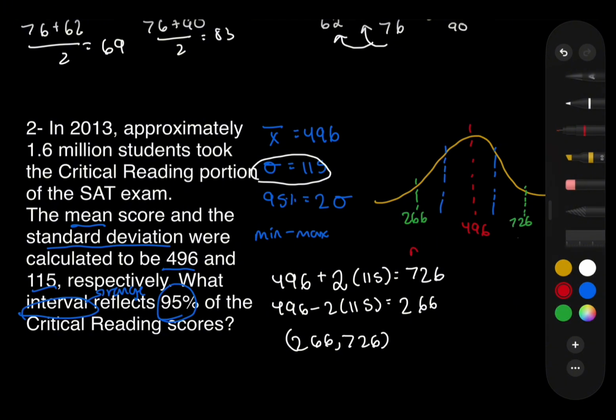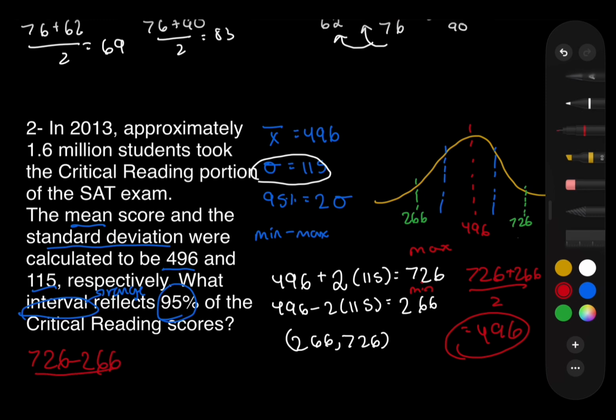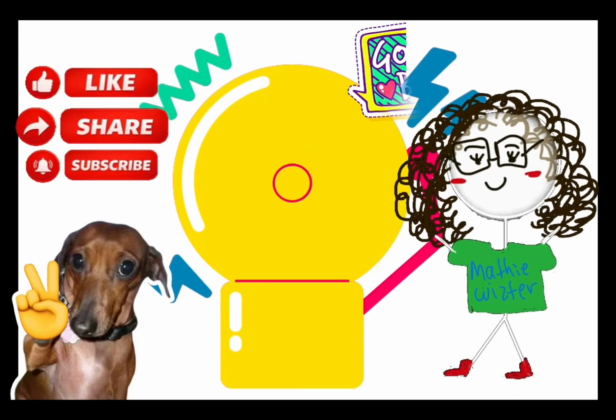Take our maximum, which is 726, and our minimum, which is 266, and do 726 plus 266 divided by 2. We're going to get 496, which is, in fact, our mean, proving it to be right. Now, another way you could have proven this is if you did 726 minus 266 divided by 4, and you would have gotten 115, which is your standard deviation. Therefore, our final answer for the interval that reflects 95% of the critical reading scores is 266 to 726.